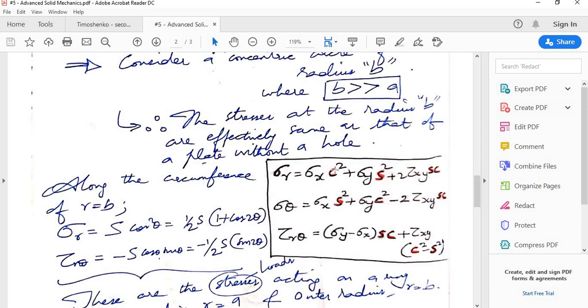C is, I have written it in short. So C stands for cosine, S stands for sine. Sigma r, sigma theta, tau r theta are the stresses in polar coordinates. Sigma x, sigma y and tau xy are in the Cartesian coordinate system.